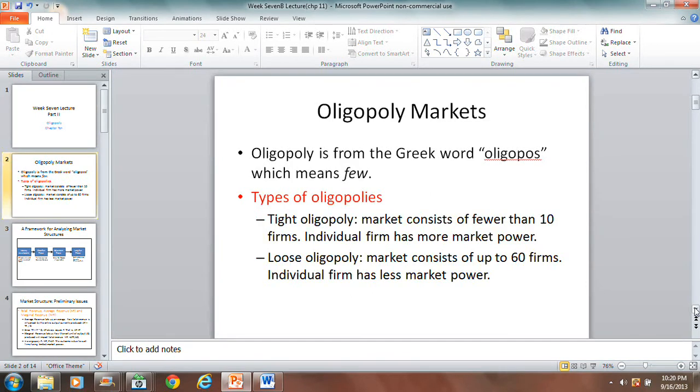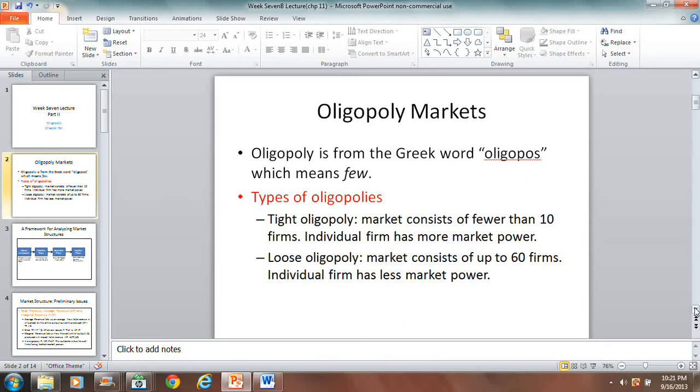Oligopoly is from the Greek word oligopos, and oligopos means few. So in an oligopolistic industry, there are few firms, and few could range anywhere from 3 firms at one extreme to typically up to about 60 firms. So between 3 to 60 firms could constitute an oligopolistic arrangement.